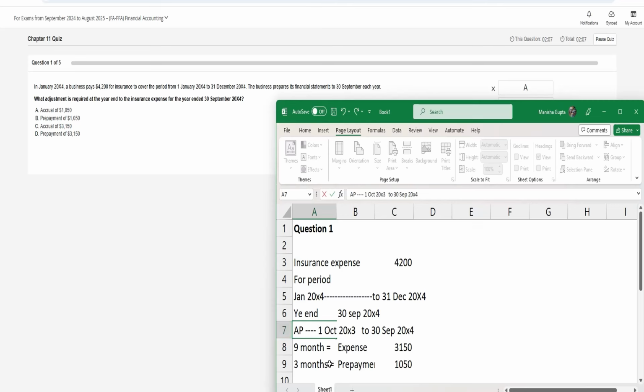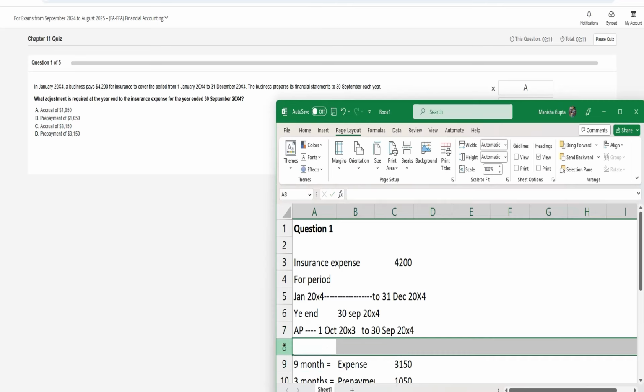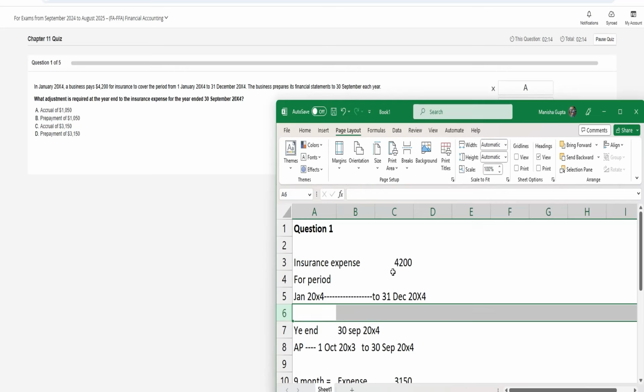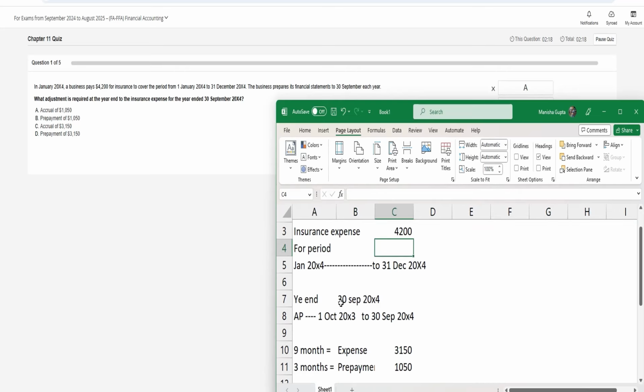20x4. Now, the second thing you need to figure out is whether the payment we have made falls within our accounting period or not. If it falls within the accounting period, we will book the full expense. But if not, we will need to book an accrual or prepayment. The payment period starts from January 20x4. Does this month fall in our accounting period? Yes, and it ends on 31 December 20x4, which is after our accounting period. So from 1 January 20x4 to 30 September 20x4 falls within our accounting period, and if you count, it's altogether 9 months.